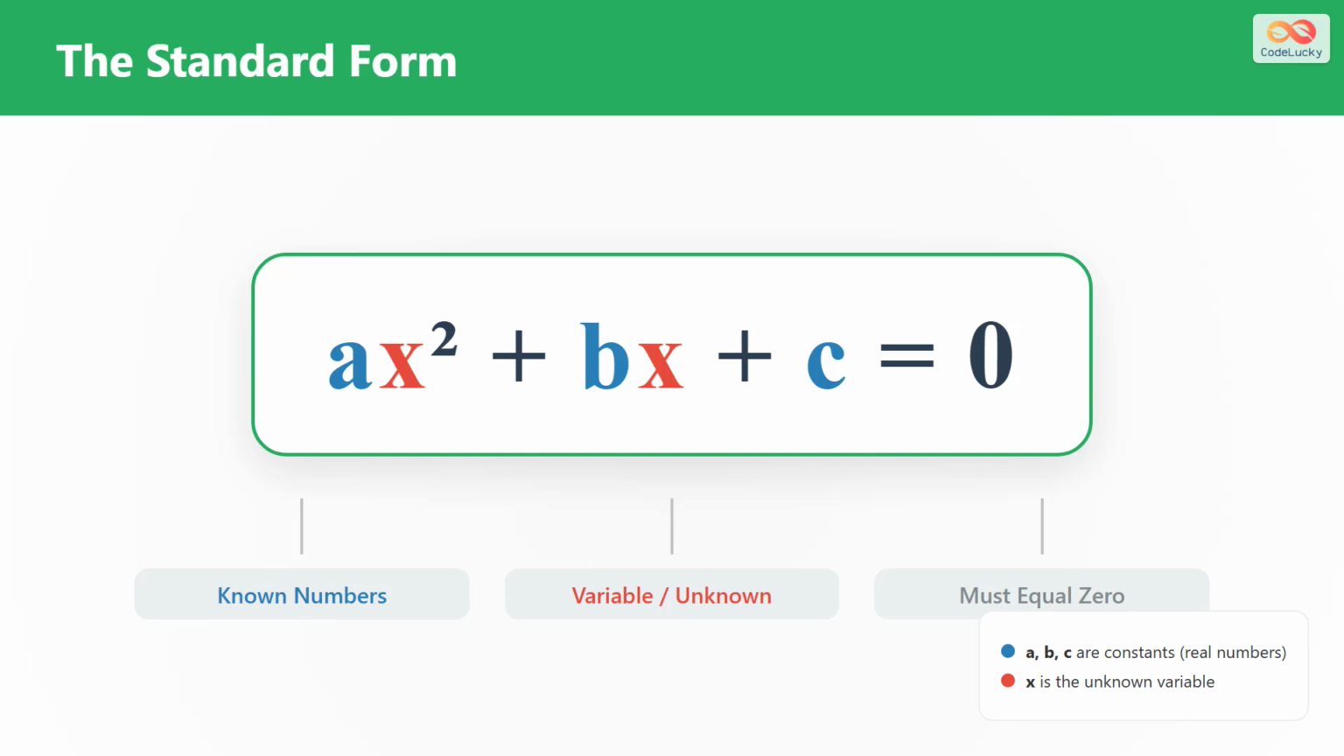Here is the famous standard form equation. It is read as ax² + bx + c = 0. In this equation, a, b, and c are just numbers we call constants, while x is the unknown variable we usually want to solve for.